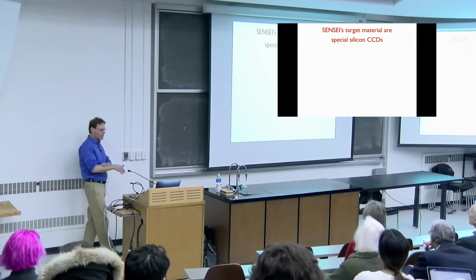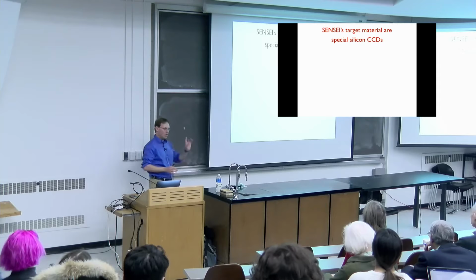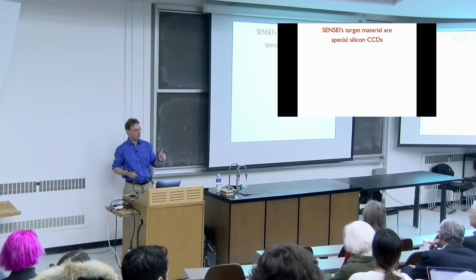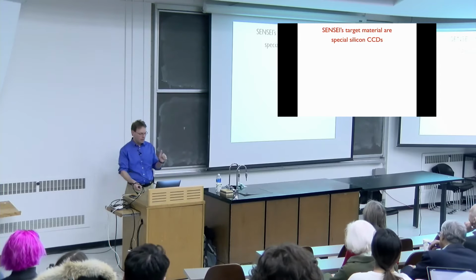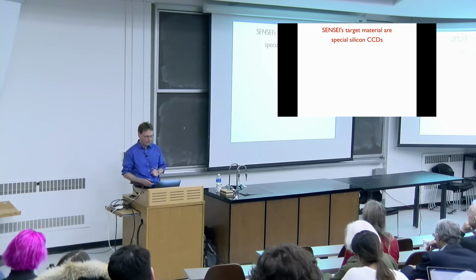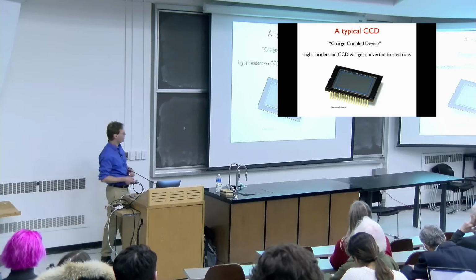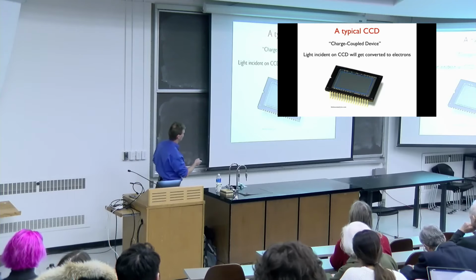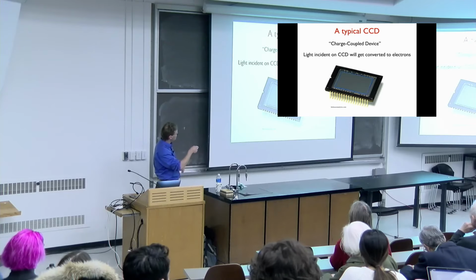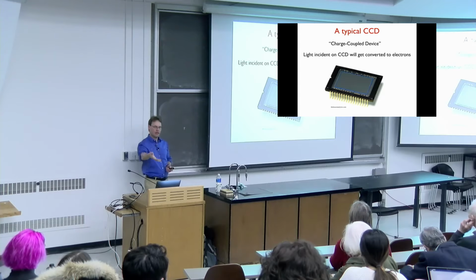So what does SENSEI do? SENSEI's target material is silicon, but in particular, it's special silicon CCDs. So what is a CCD? A CCD is a charge-coupled device. Here's a picture of some random CCD that I found online. The idea of CCDs is that light that hits the CCD gets converted to electrons, and then it gets read out, and you can create images.